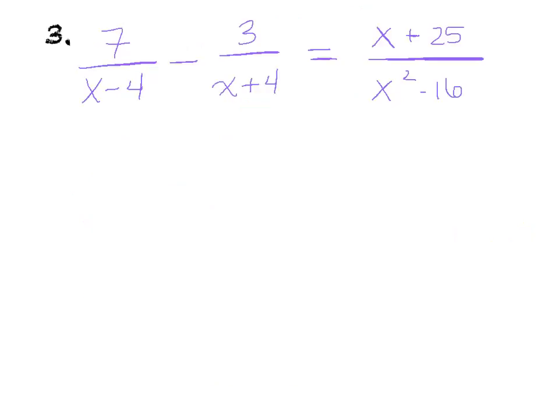Alright, question 3. 7 over x minus 4 minus 3 over x plus 4 equals x plus 25 over x squared minus 16. Now this problem is completely different compared to the first two that we just did. The main thing you'll notice is that they're telling you it's an equation and what it's equal to. Previously, we did not have this side. We just added these two terms together, getting common denominators.